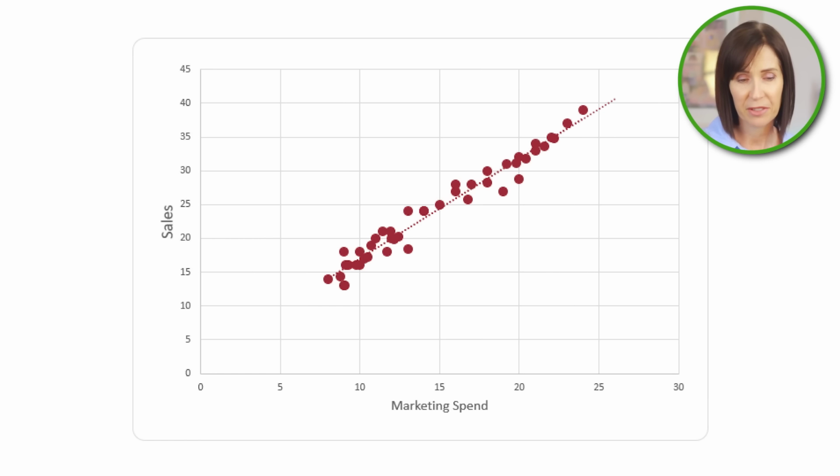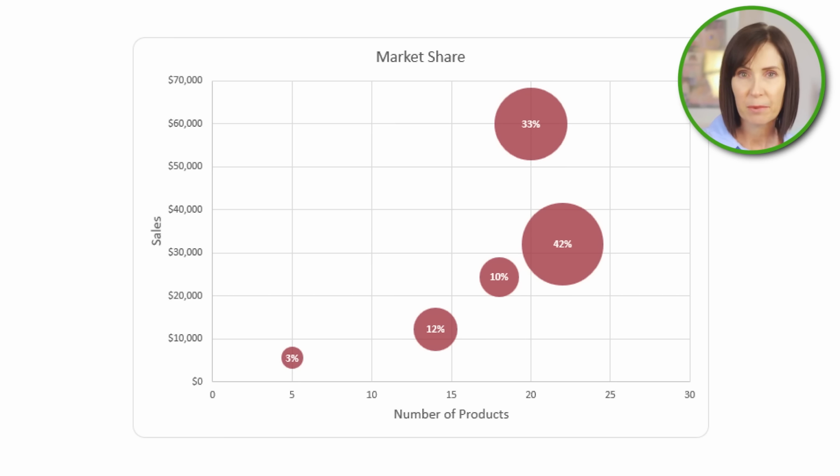Scatter plots can be confusing. If it's not immediately clear what each axis represents, be sure to label your axes clearly. And if you have a third variable to represent, consider using bubble charts. The size of each bubble can show an additional dimension. In this example, the position of the bubbles represents the relationship between the sales value and number of products, with the bubble size representing the percentage of market share.